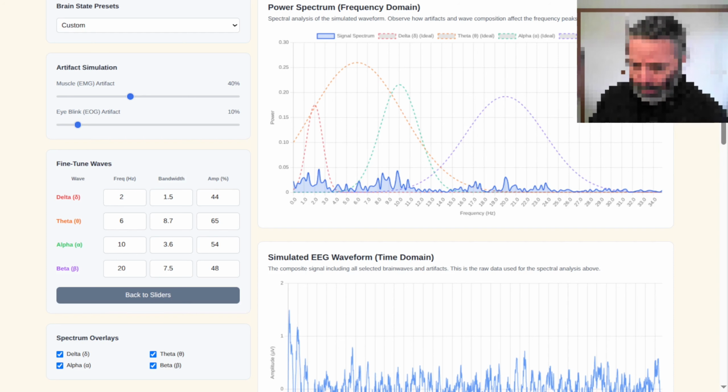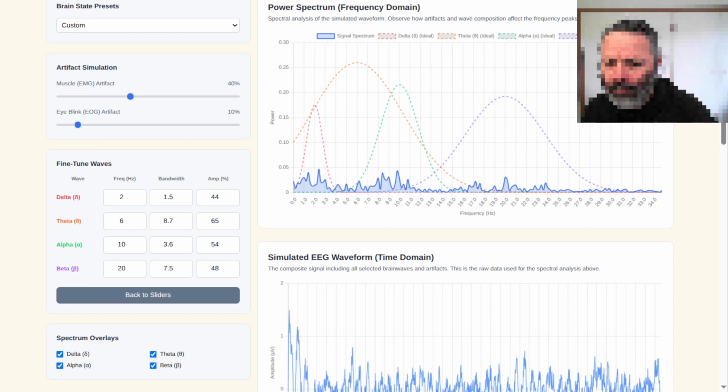So that's how you see, lots of alpha, or, okay, theta is strong here. Exactly. It's your window into the brain's main rhythms. Below that is the simulated EEG waveform. That's the time view, the raw voltage signal, second by second, showing the sum of all the waves and artifacts you've mixed together over a 5-second window. That's what raw EEG looks like.